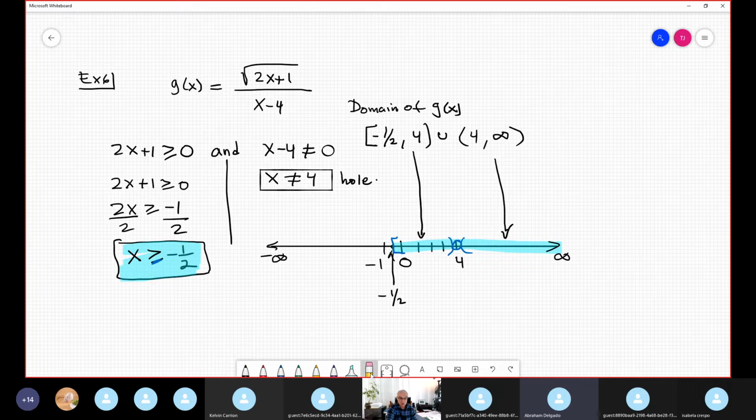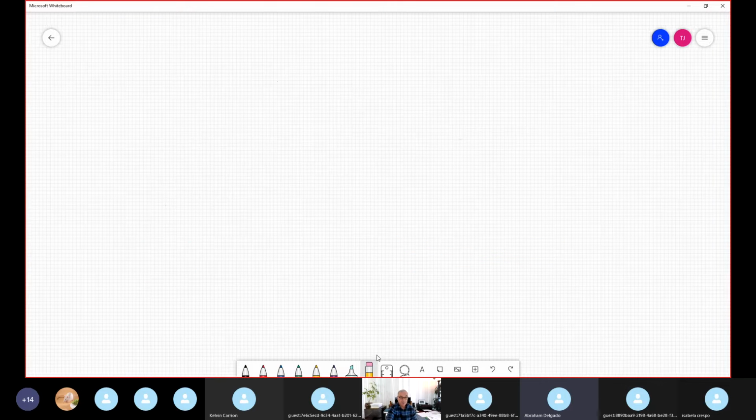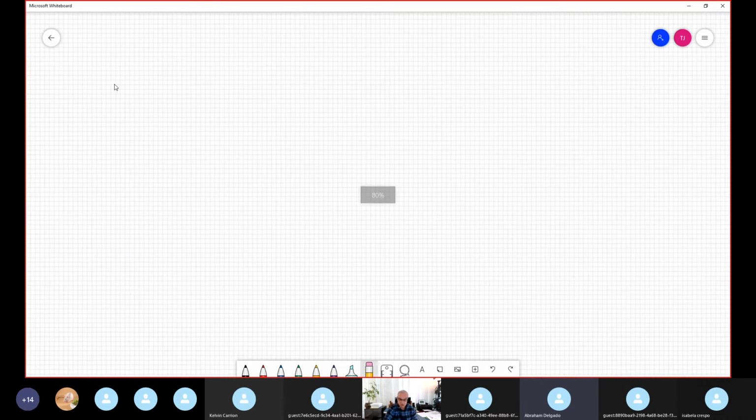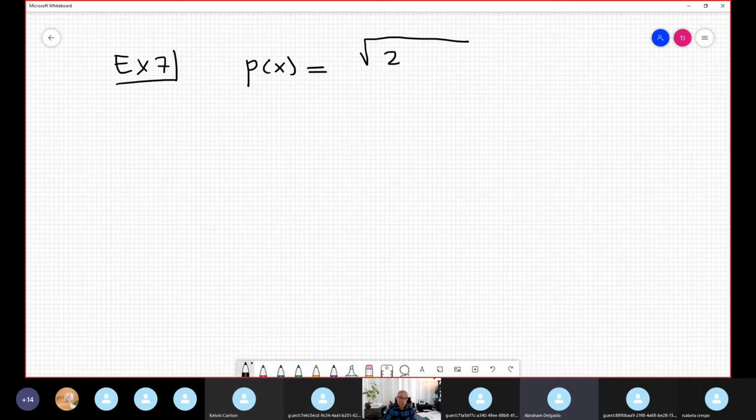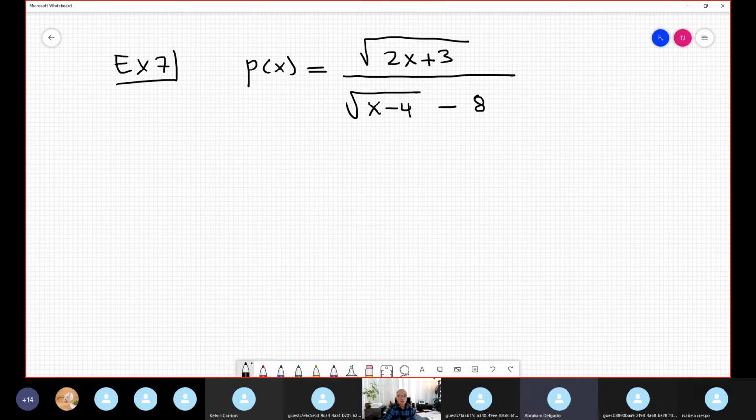Okay, one more example of the domain when the equation is given. And you help me, guys. Example 7 is a little bit complicated because we have several restrictions. Suppose the function is named p, and this is the square root of 2x plus 3, divided by the square root of x minus 4, minus 8. You need to investigate the domain of this function.